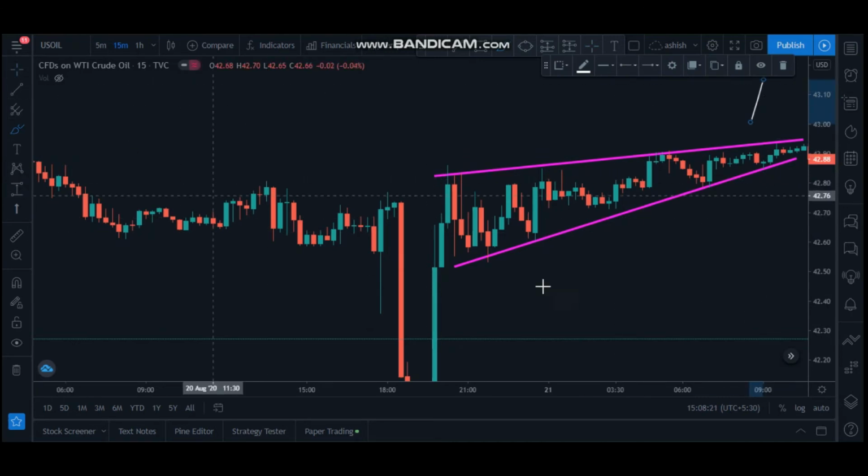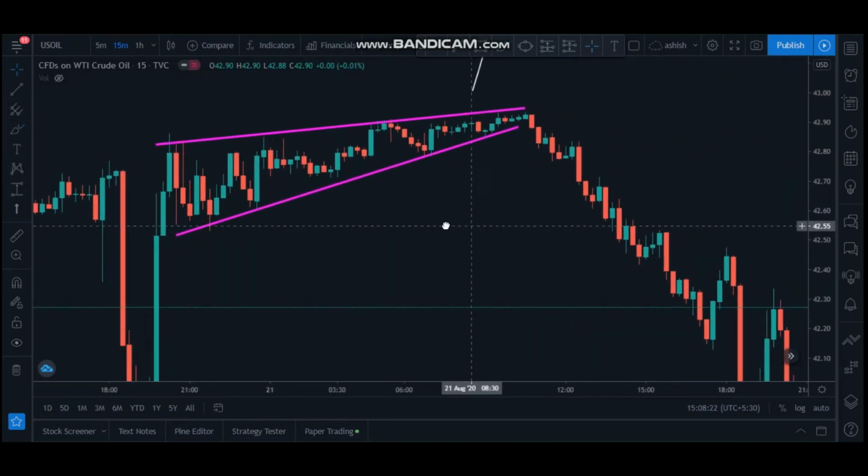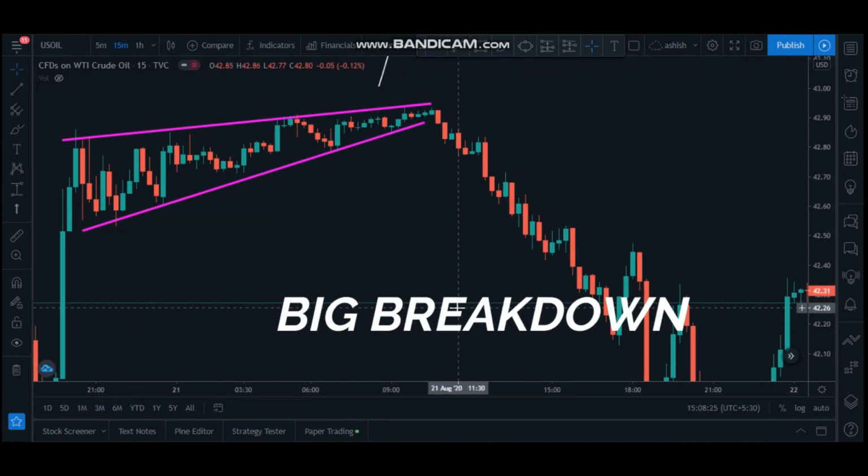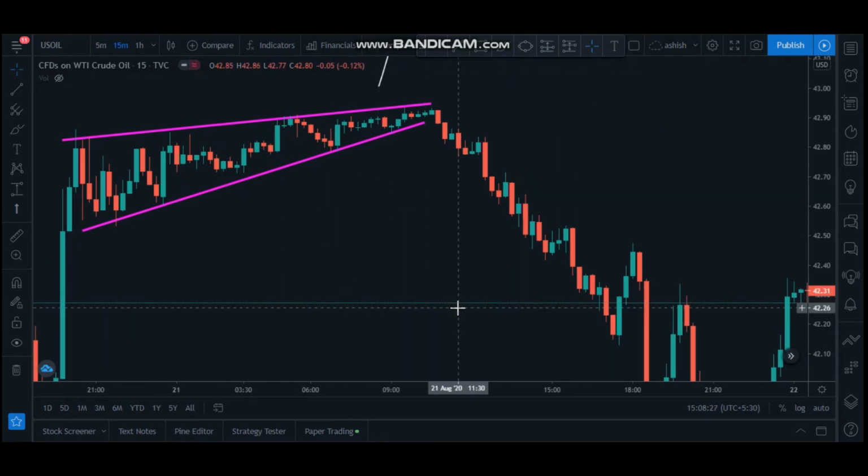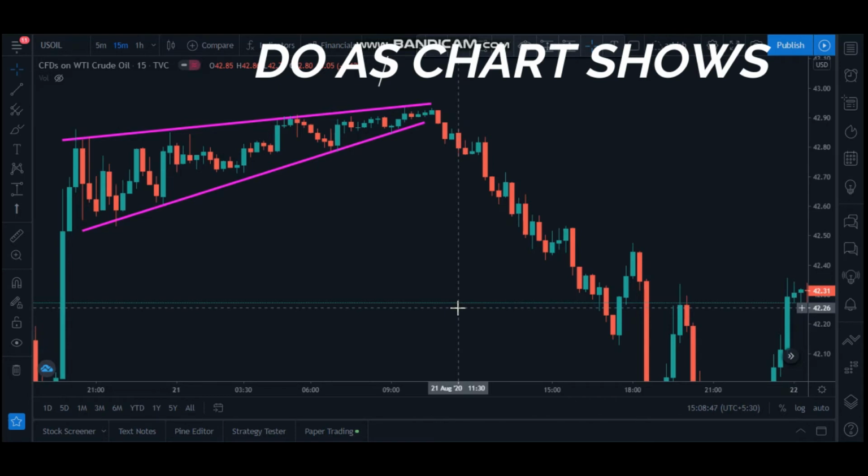But I want to show you here the price has given a big downside breakdown. So that is what happens in a triangle pattern. Price can give a breakout in any direction, whether it is a symmetrical pattern, an ascending pattern or a descending triangle. It can give a breakdown in any direction, so you have to watch the chart carefully, and only after that you have to get into a trade.